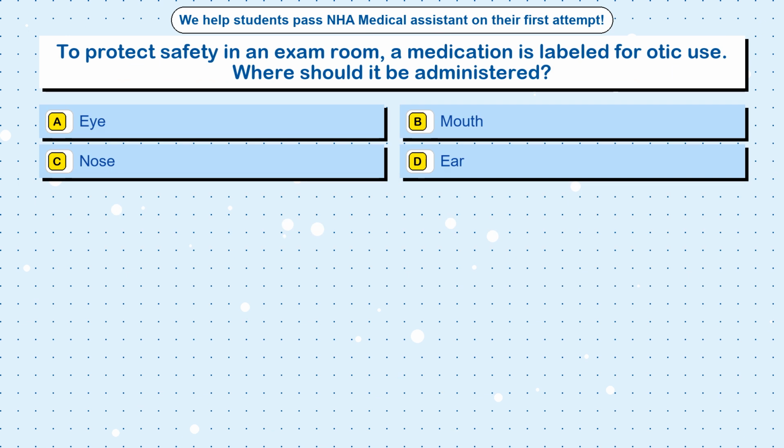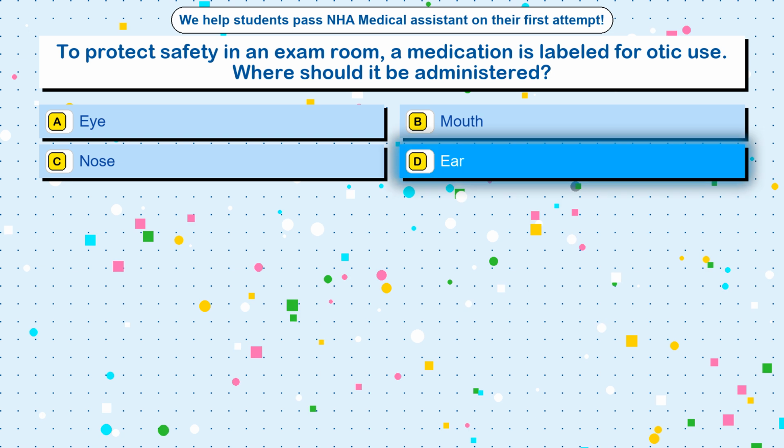Question 73. To protect safety in an exam room, a medication is labeled for otic use. Where should it be administered? Option A. Eye. Option B. Mouth. Option C. Nose. Option D. Ear. The correct answer is option D.